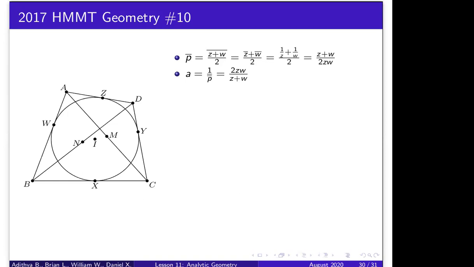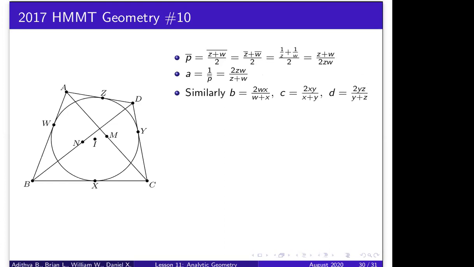So let's get back to the main problem. We know that A should be 2ZW over Z plus W. We have our new formula, and we can just do the same thing for B, C, and D. We have similar expressions for B, C, and D. So we have all the vertices of the quadrilateral labeled now.